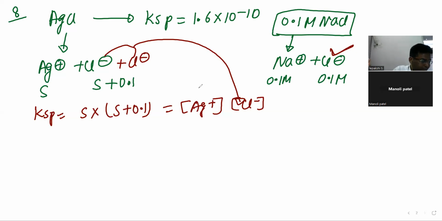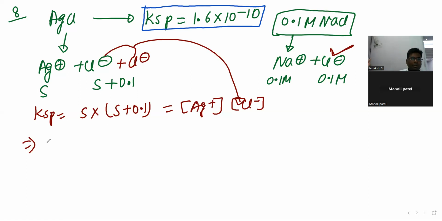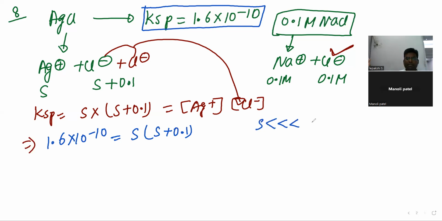Now put the value, then you will get S. We know the Ksp value, the solubility product, that is given as 1.6 × 10^-10. So 1.6 × 10^-10 is equal to S into (S + 0.1). Understood? As we know, S is very small as compared to 0.1, so here S can be neglected.